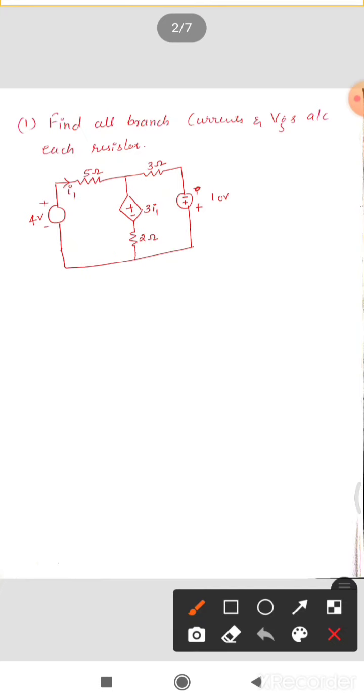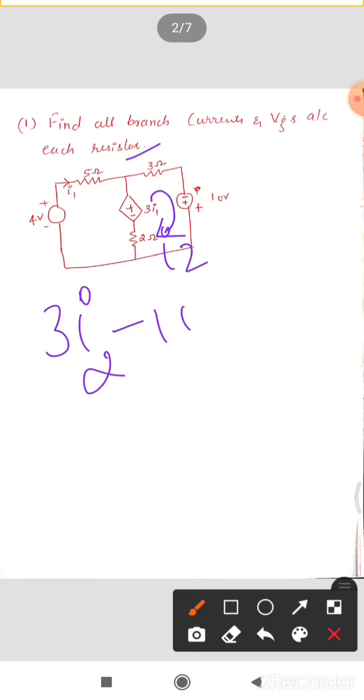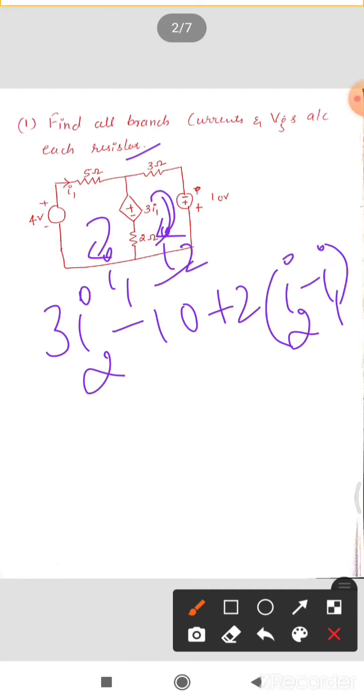Suppose we are writing for the second loop. Let's start with the 3. It is 3I2, it is the second loop, so it is I2, 3I2, and you are reaching minus 10 volt, right? And then plus 2 ohm. Now you are in the second loop, and this current is I1. Observe both, are they in the same direction or opposite direction, and then you can take it as I2 minus I1. Next you are reaching a dependent voltage source, so directly you can take the voltage source, that is minus 3 I1, which is equal to 0, like this.